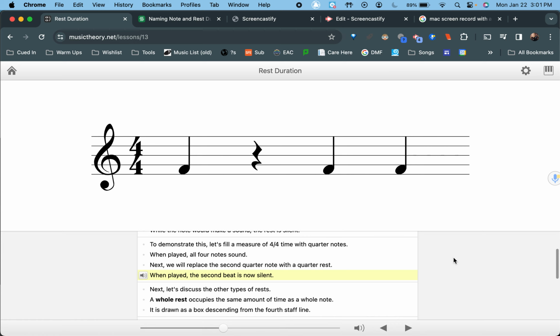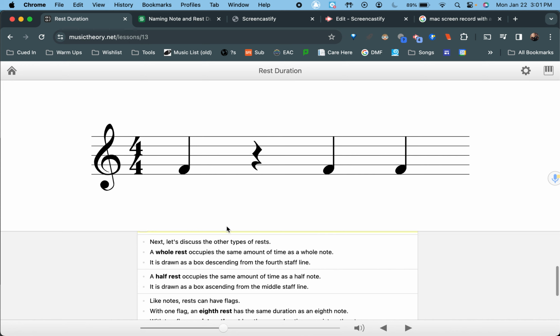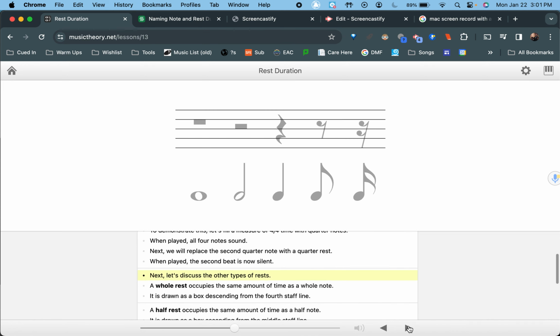Right? Some people like to say shh, some people like to say rest. You can think it in your head, right? But that rest also takes up a beat. There are other types of rests.